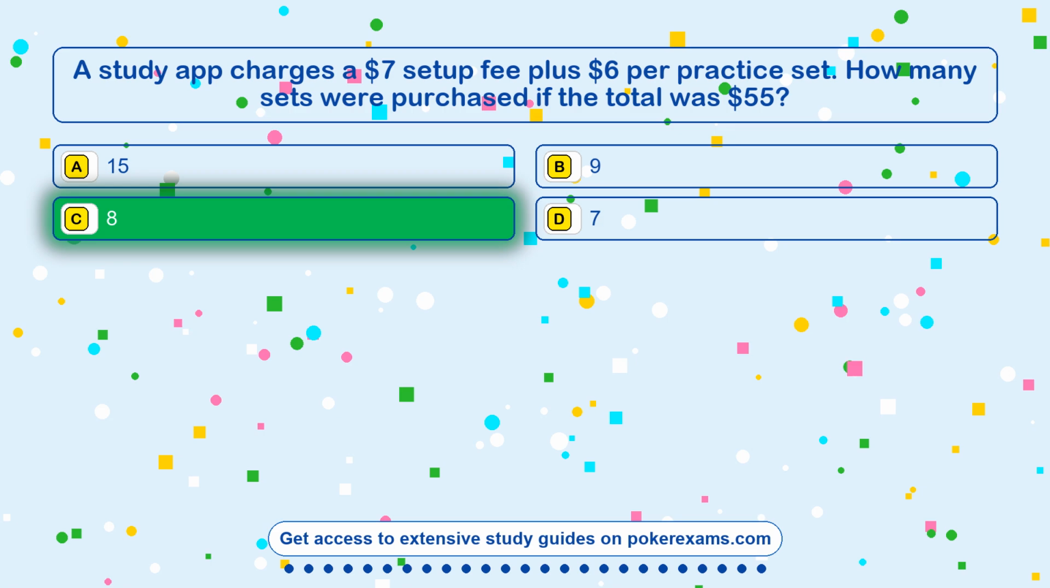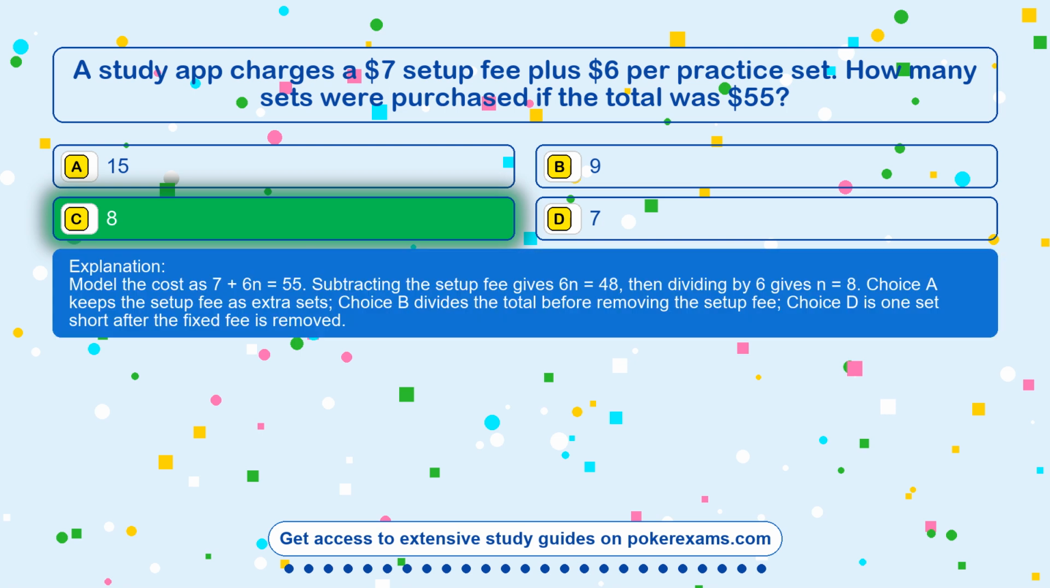The correct answer is option C. 8. Model the cost as 7 plus 6n equals 55. Subtracting the setup fee gives 6n equals 48, then dividing by 6 gives n equals 8. Choice A keeps the setup fee as extra sets, choice B divides the total before removing the setup fee, choice D is 1 set short after the fixed fee is removed.